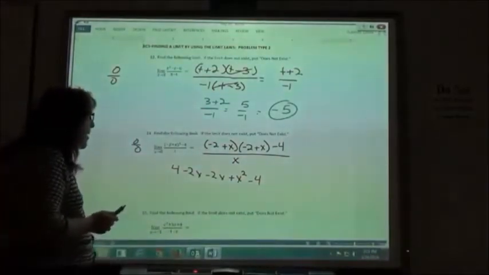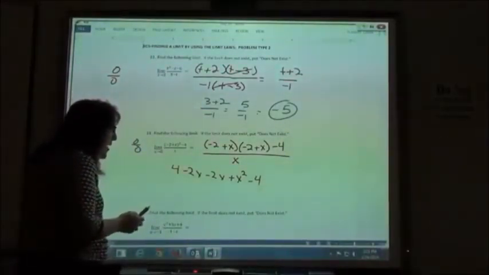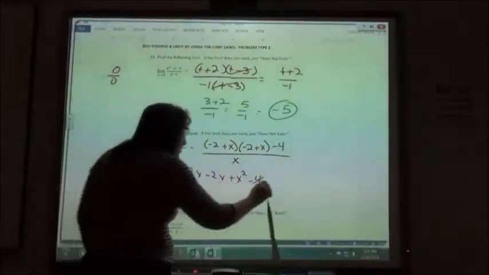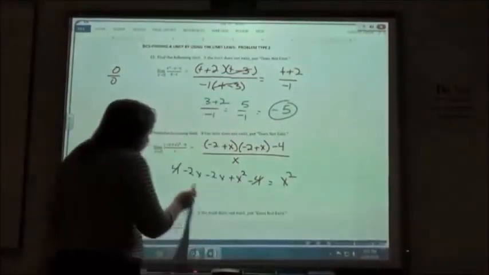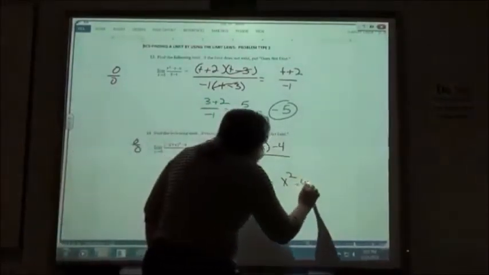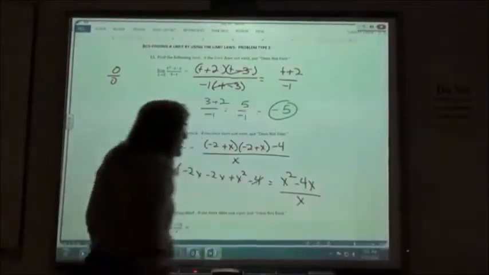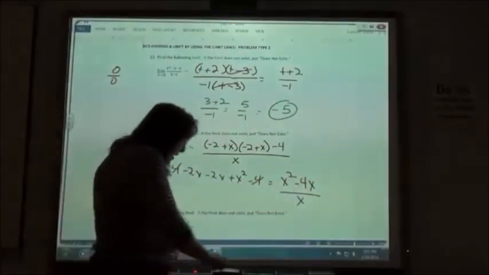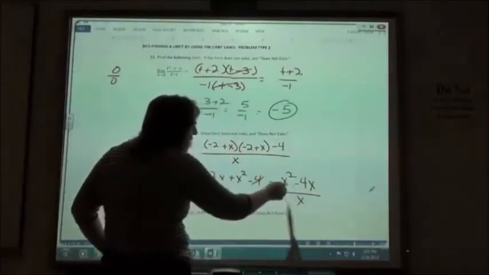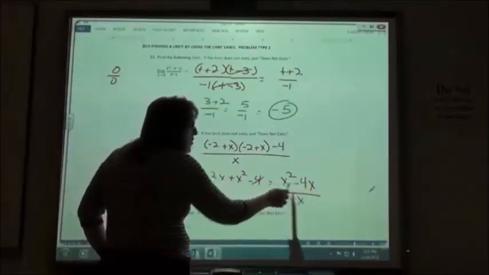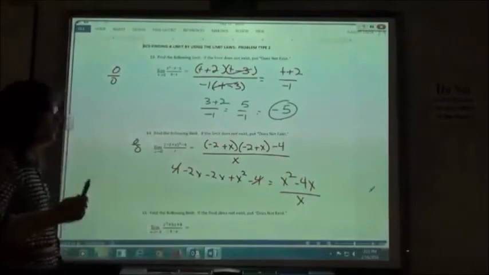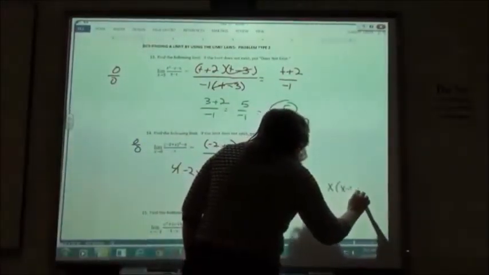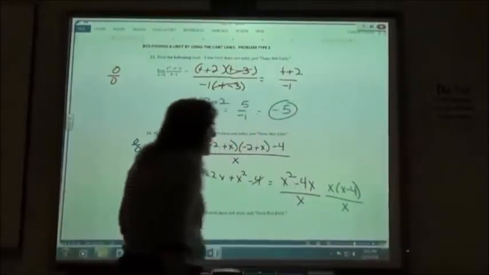Just keep working on the top here. I can see here that I'm going to have 4 minus 4, which is 0. So I'm going to have x squared, negative 2x minus 2x would be minus 4x, over x. So if I want to simplify this expression then, again I need to factor this out. Here I have to factor out my greatest common factor. The greatest common factor there would just be an x. So I would have x times x minus 4 over x.